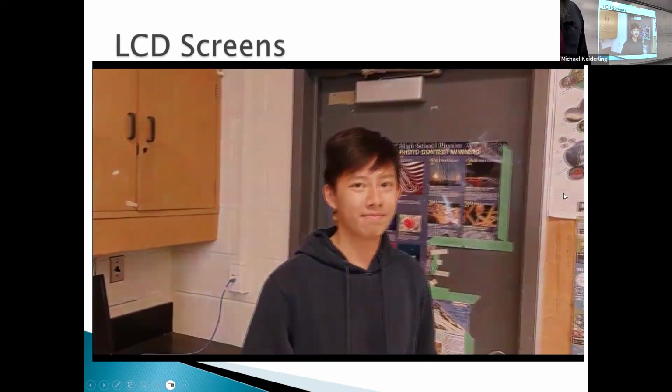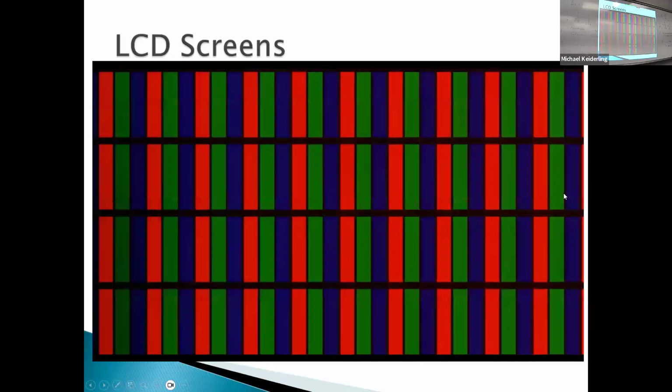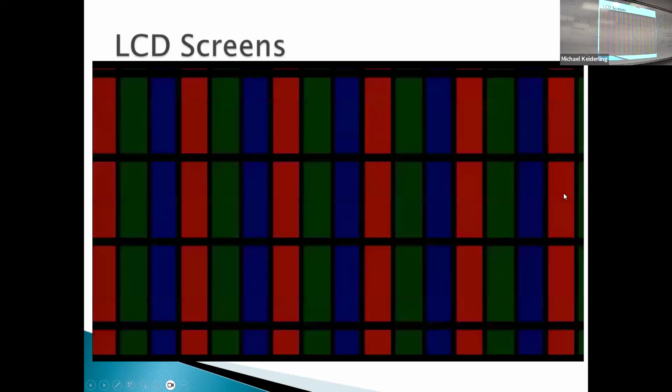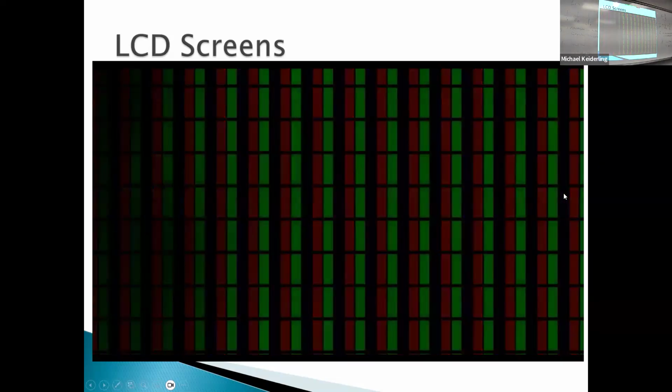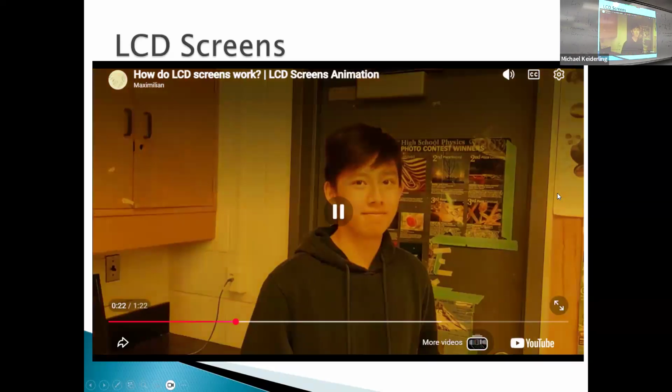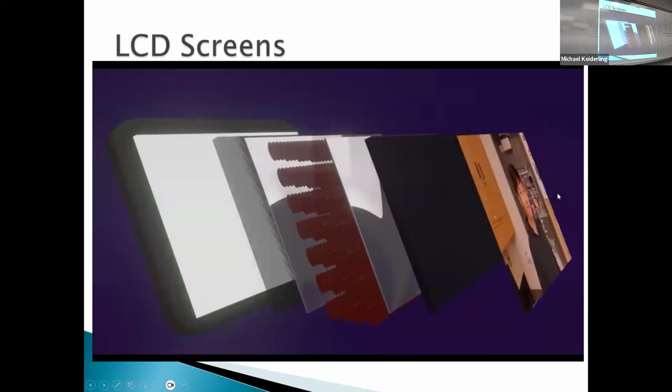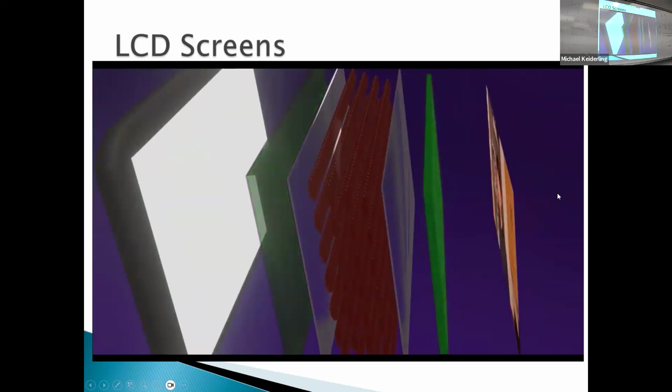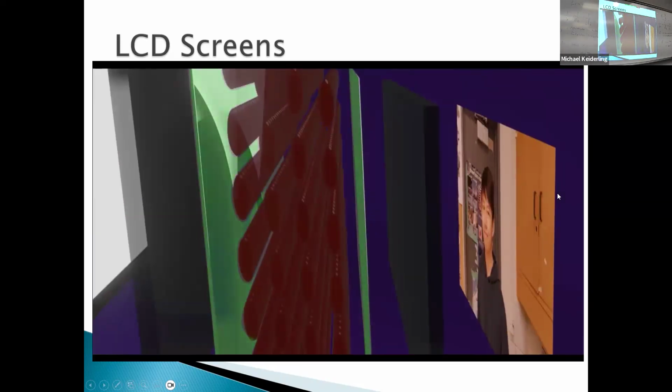Liquid crystal displays, or LCD screens, are composed of millions of pixels which are made out of 3 smaller subpixels, each in control of one color, red, green, or blue. By changing the value of each subpixel, any color can be displayed. An LCD screen is made out of the backlight, horizontal and vertical polarizers, transparent electrodes, liquid crystals, and a screen, all working together so you can watch your favorite shows.